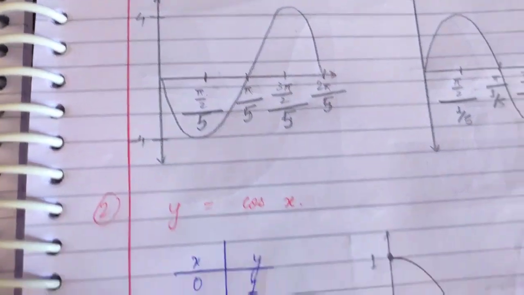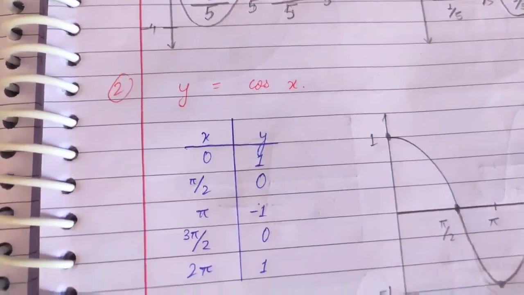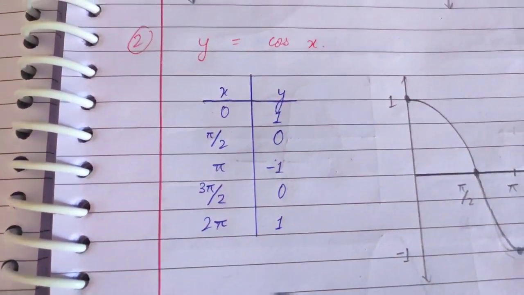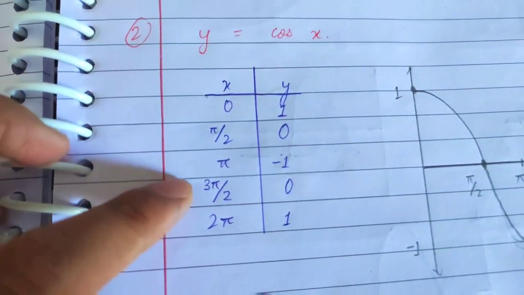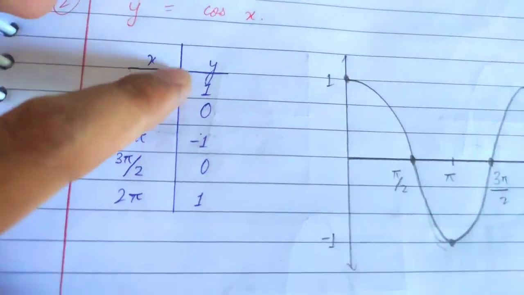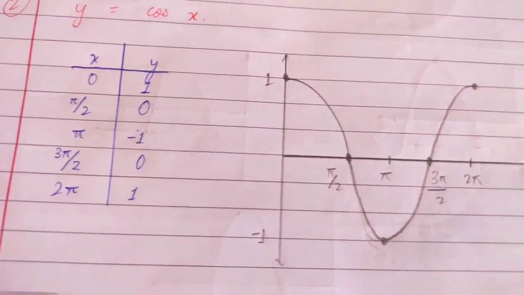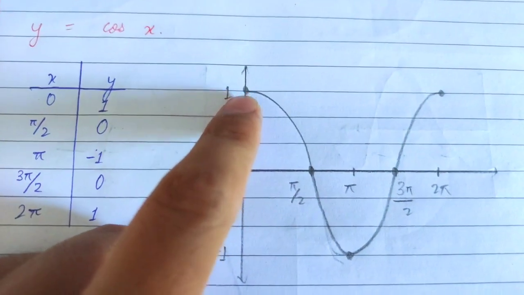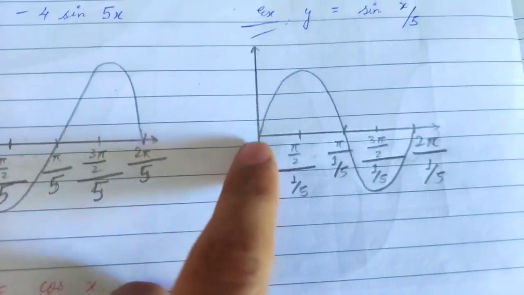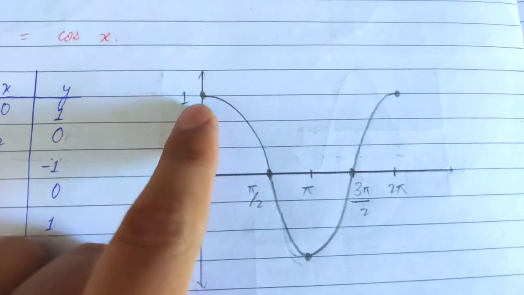Next type of graph is y equals cos x. Similarly we will put the values 0, pi by 2, pi, 3 pi by 2, 2 pi, and we will get the values like this. Cos 0 is 1, so now the graph will start from 1. In the previous case it starts from 0, but here it will start from 1.